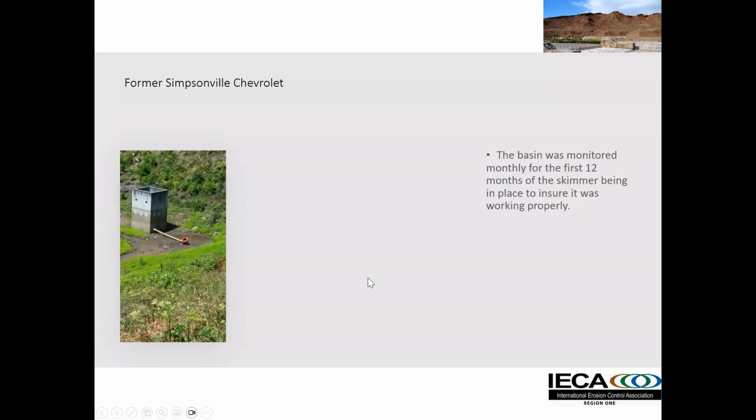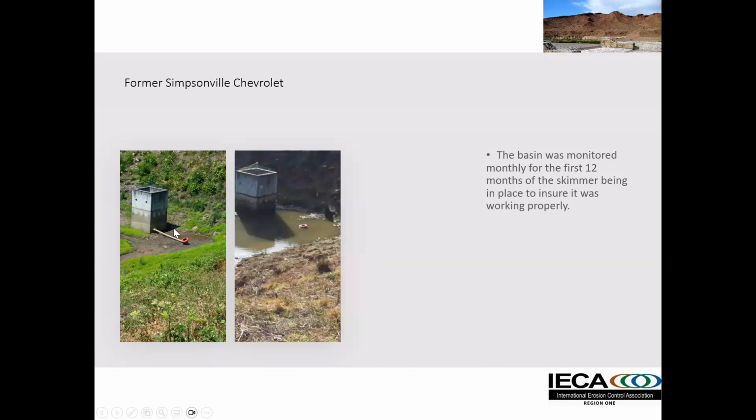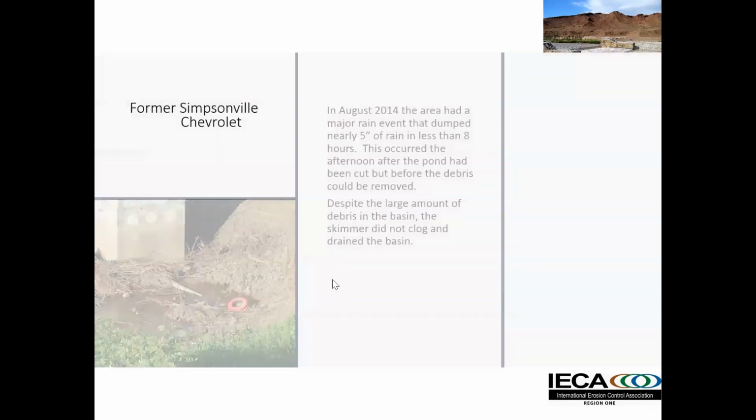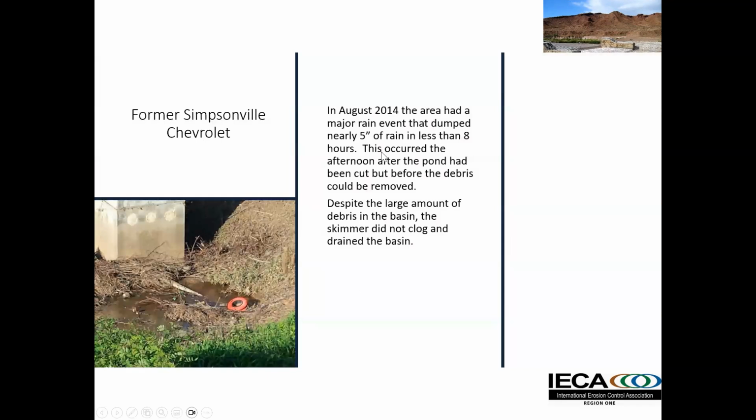As a pilot project, the county required us to monitor this site monthly for the first year to make sure it's working properly, which we did. You can see in these pictures the skimmer's doing its job, draining the pond down, working pretty well during that first year. So in August of 2014, the owner was doing some maintenance. It was time to cut the pond again. Again, these are very steep side slopes, so they had cut all the sides, just allowed the debris to go down to the bottom. They were going to then put it all together and haul it out.